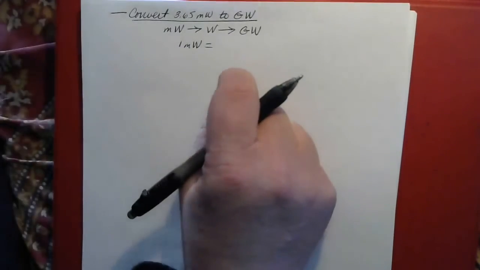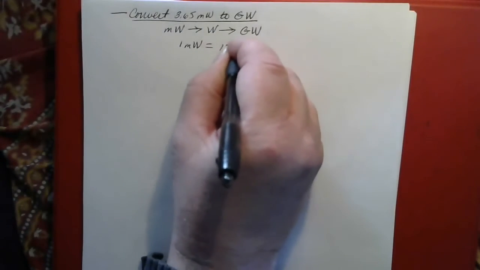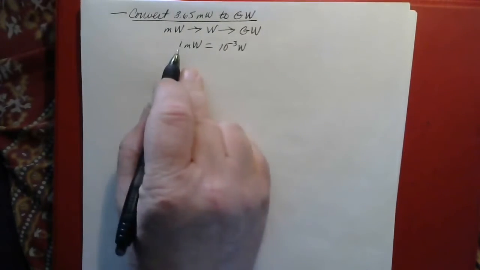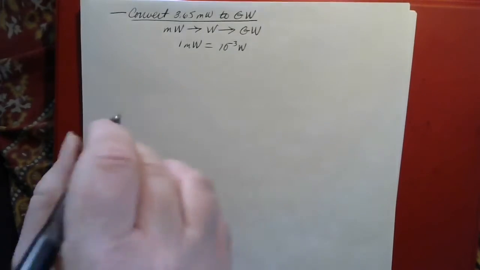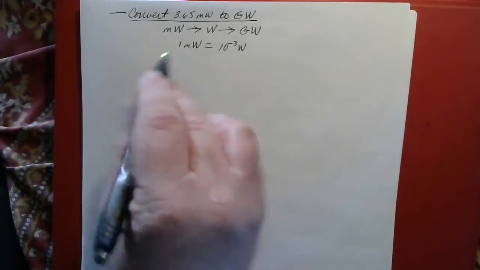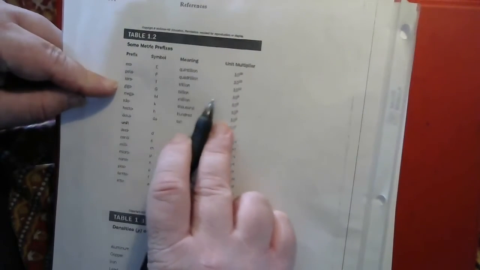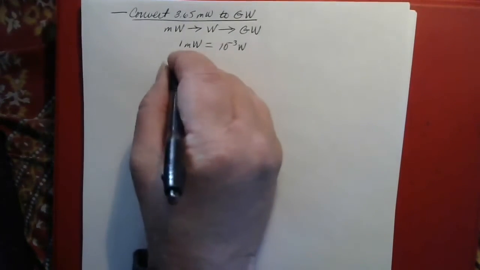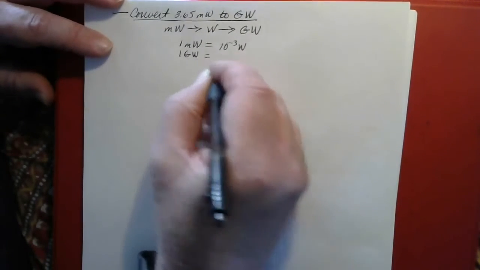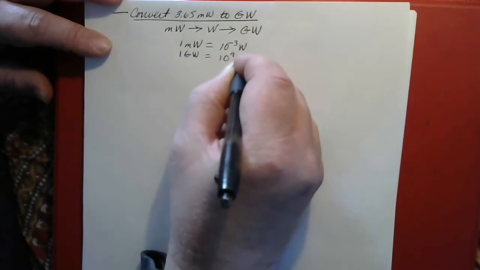So in this case, it's milliwatts. Milli stands for 1/1000th, or 10 to the minus 3 of a unit. So that means 1 milliwatt is 10 to the minus 3 watts. We also want to know the relationship between watts and gigawatts. Giga is way up here near the top, and it says a billion, or 10 to the 9th of a unit. So 1 gigawatt is equal to 10 to the 9th watts.